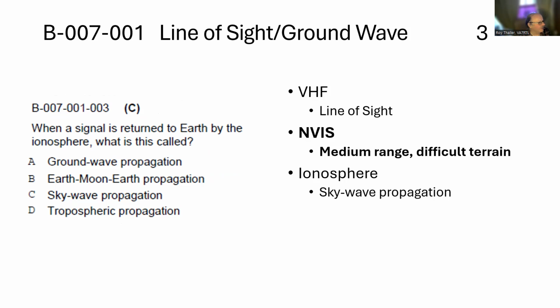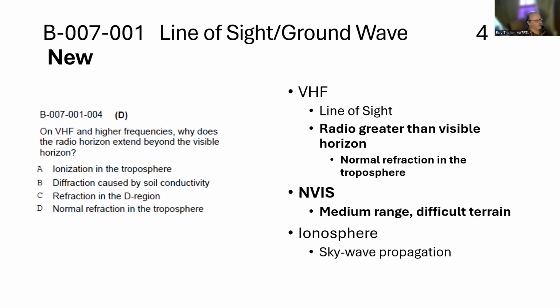When a signal is returned to Earth by the ionosphere, what is it called? In this case, with the ionosphere being involved, it's a skywave. So it's C, skywave propagation. Here is another new question. On VHF and higher frequencies, why does the radio horizon extend beyond the visible horizon? That is due to the normal refraction of the troposphere. So D is the correct answer.